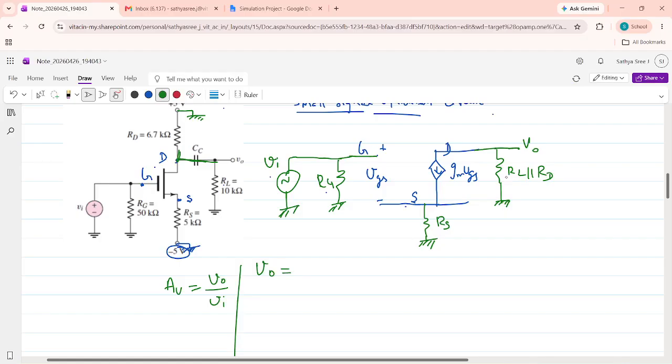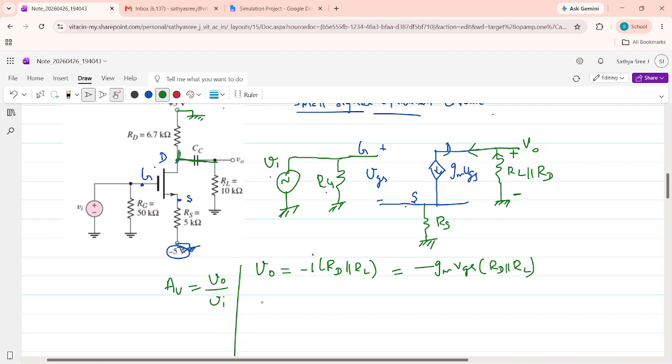So V0 is the voltage across this resistance RL parallel RD. So some current multiplied by this resistance RD parallel RL. We can see the direction of the current: this is plus and this is minus. Whatever current flows through this resistance is the same amount of current, which is gm VGS. So V0 is minus gm VGS times RD parallel RL.